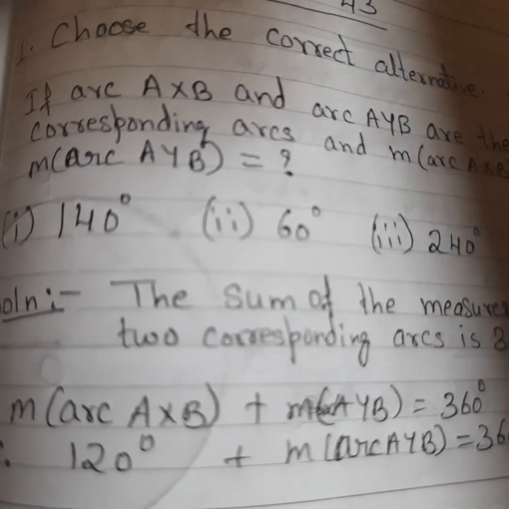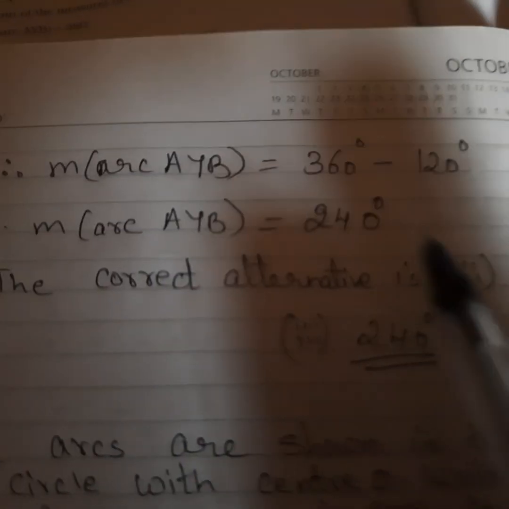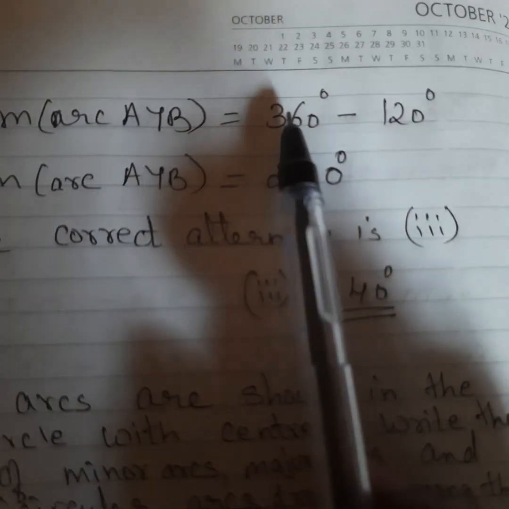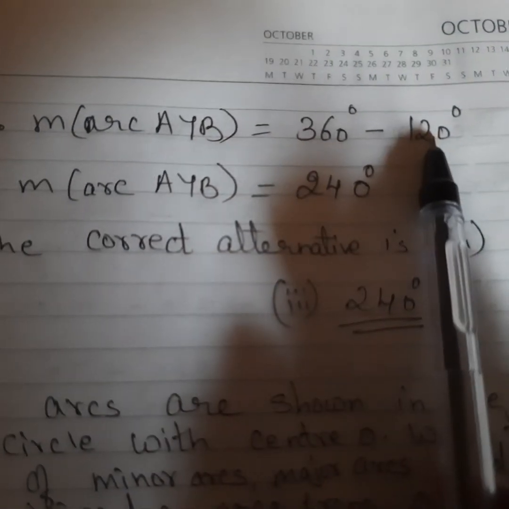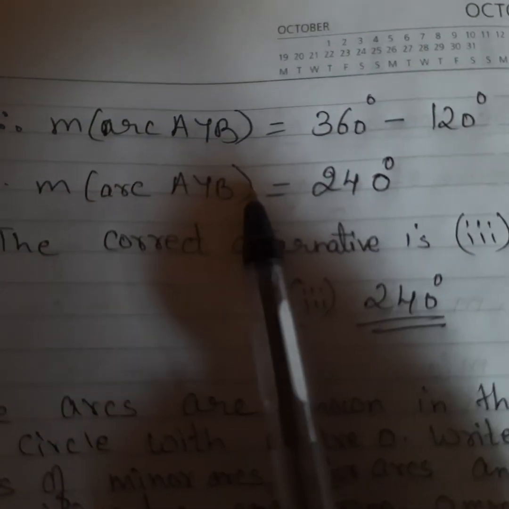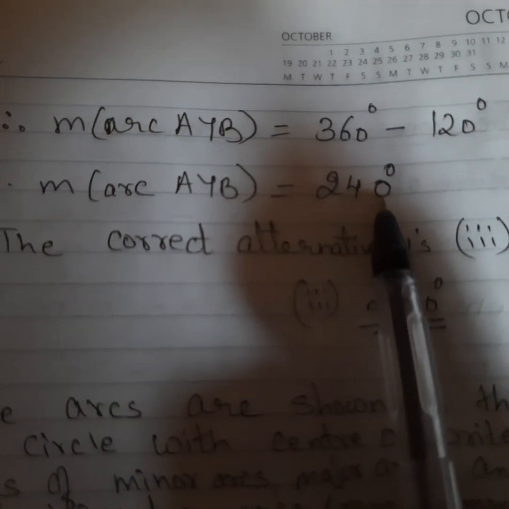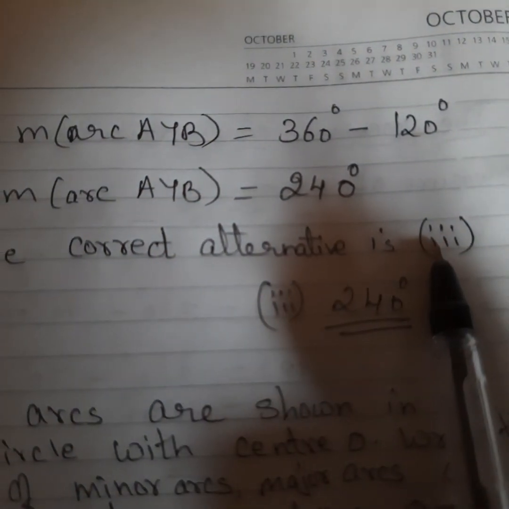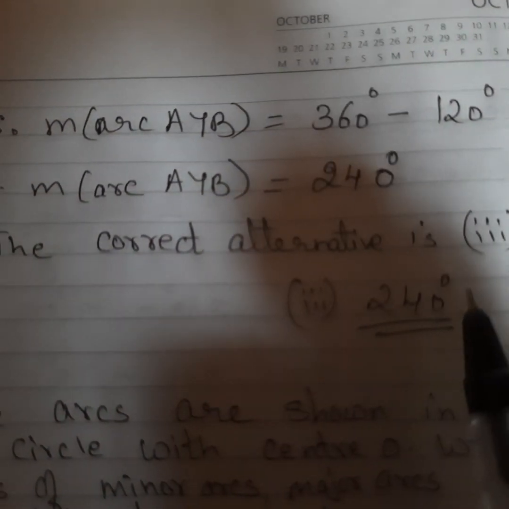120 will go to the right hand side. So therefore measure arc AYB is equal to 360 degree minus 120 degree. So measure arc AYB is equal to 240 degree. So the correct alternative is the third one from the option, that is 240 degree.